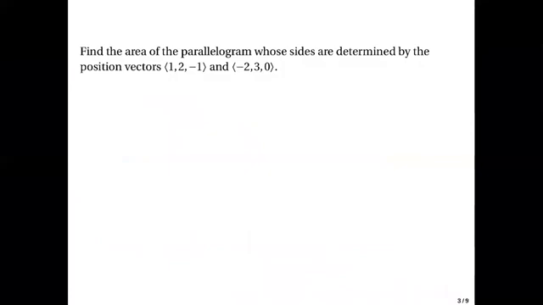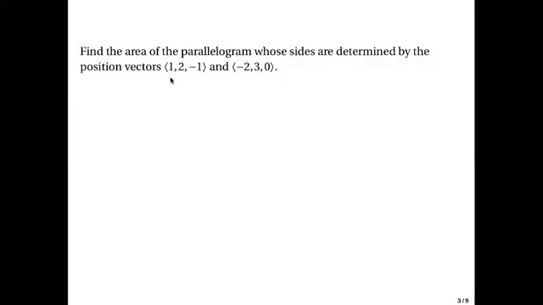So in here, we want to find the area of the parallelogram whose sides are determined by the position vectors ⟨1, 2, -1⟩ and ⟨-2, 3, 0⟩. Position vectors means that the initial position is the origin. Okay?